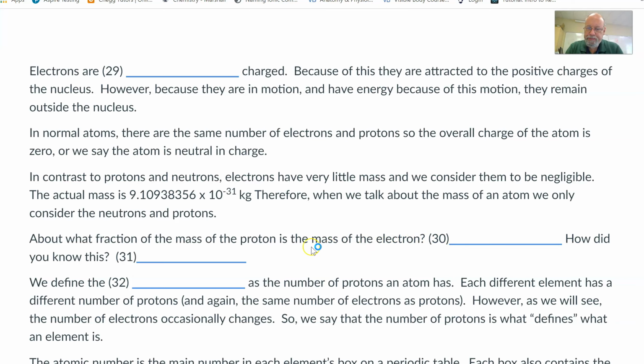So what fraction of the mass of the proton is the mass of the electron? It's about 1/1000th, and we know this by the difference of 10 to the third.